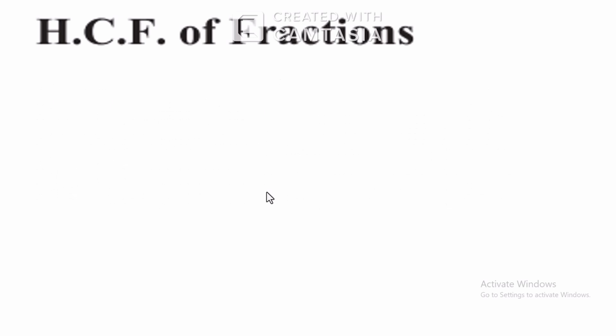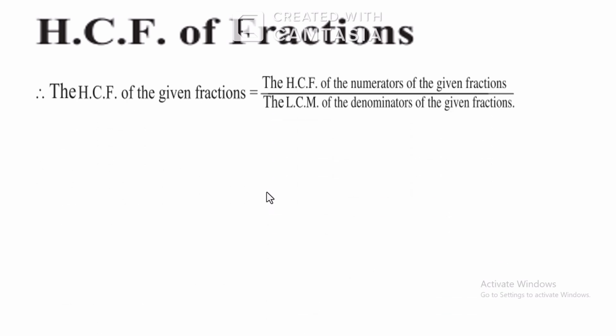And our next topic, HCF of fractions. We have to remember these rules. The HCF of the given fractions is the HCF of the numerators of the given fractions divided by the LCM of the denominators of the given fractions. So, it was your homework: 8, 12 2 by 5, 8 by 10. Find out the HCF of the given fractions. Just remember these rules.